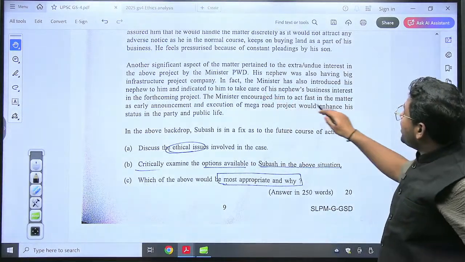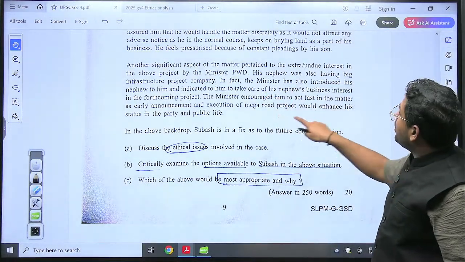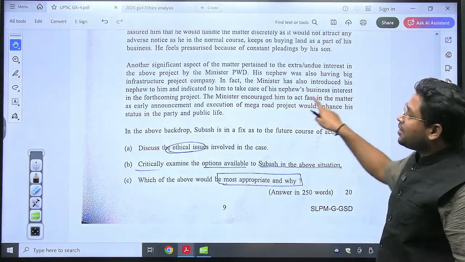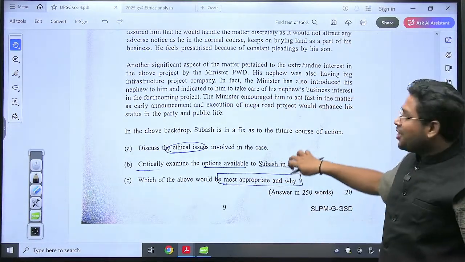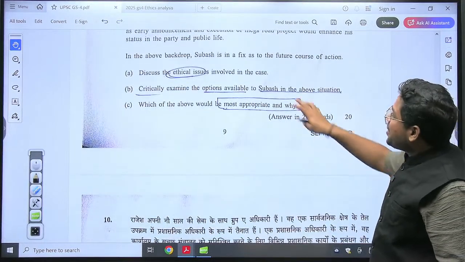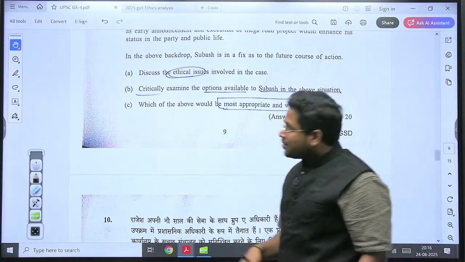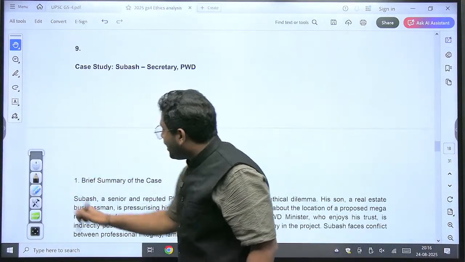So the minister encouraged him to act fast in the matter. The minister indicated to him to take care of his nephew's business interest. So the minister is saying his nephew. So clear. So discuss ethical issues, options available and most appropriate. Same thing that they keep on asking again and again.